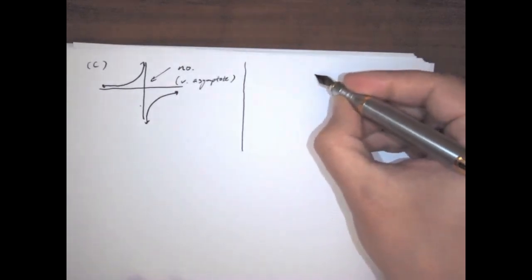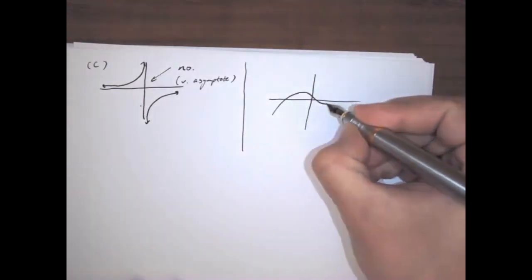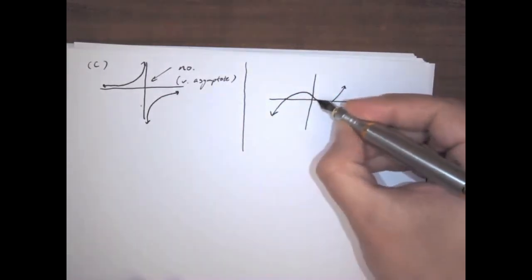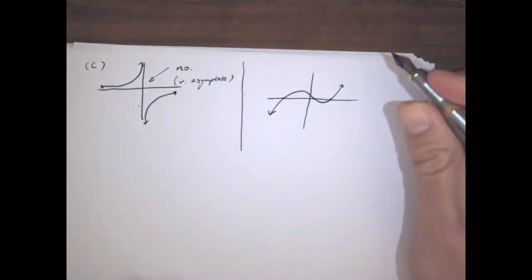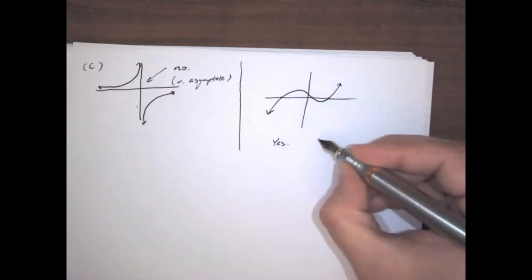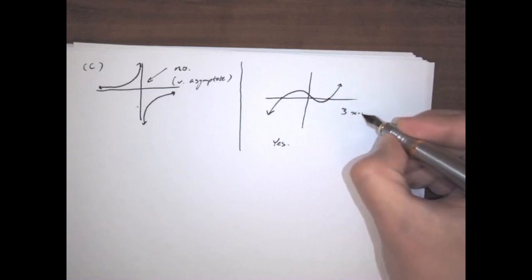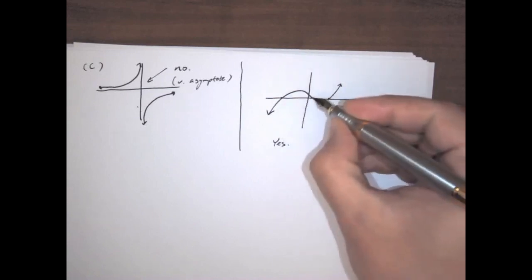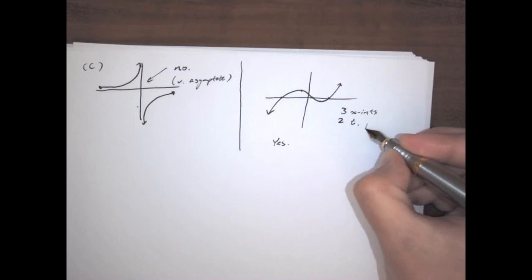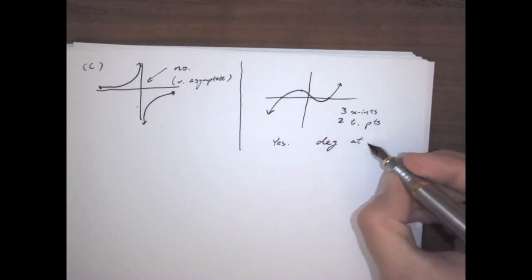Now, lastly, let's take a nice simple one. So it's smooth, it's continuous, no corners, no vertical asymptotes. Looks good. Yes. And because of its 3 x-intercepts and its 2 turning points, you could say the degree is at least 3.